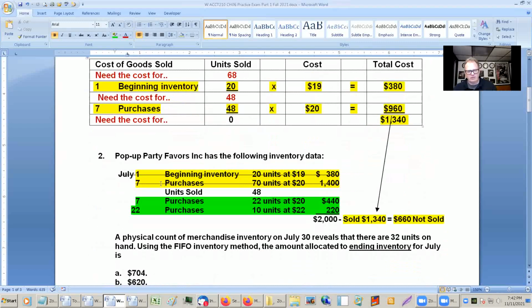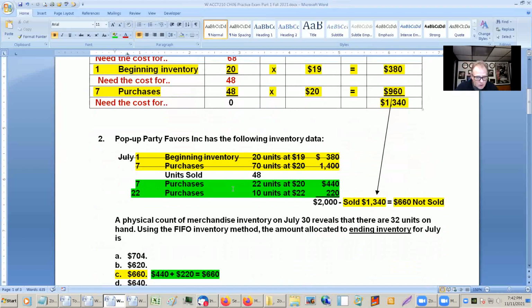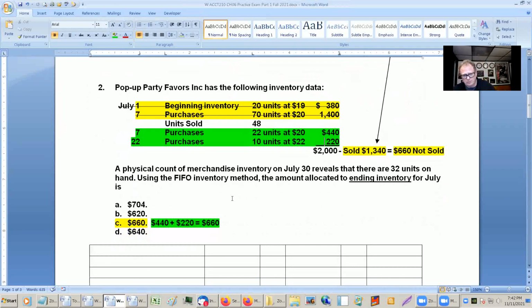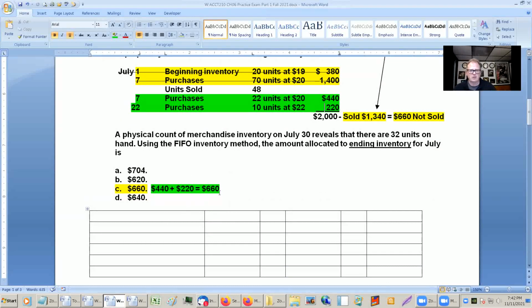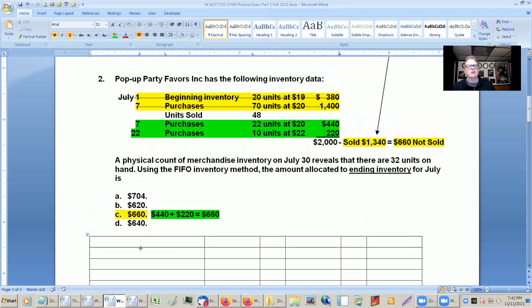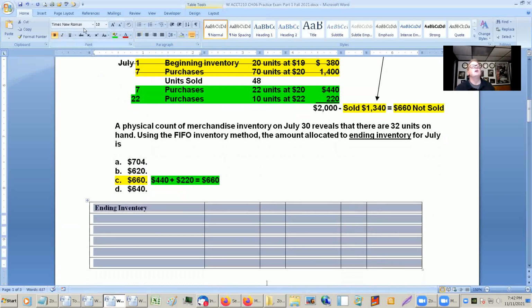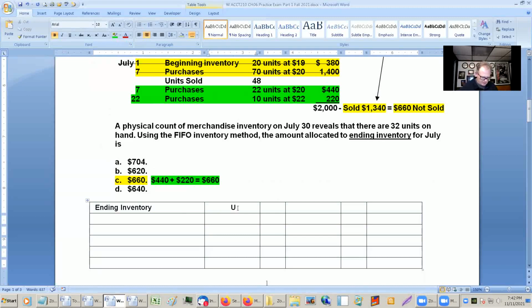What was left over? We sold 48 out of the 70, so we had 22. So of the purchase, we had 22. Hey, that's funny. The inventory would be units that look like this.